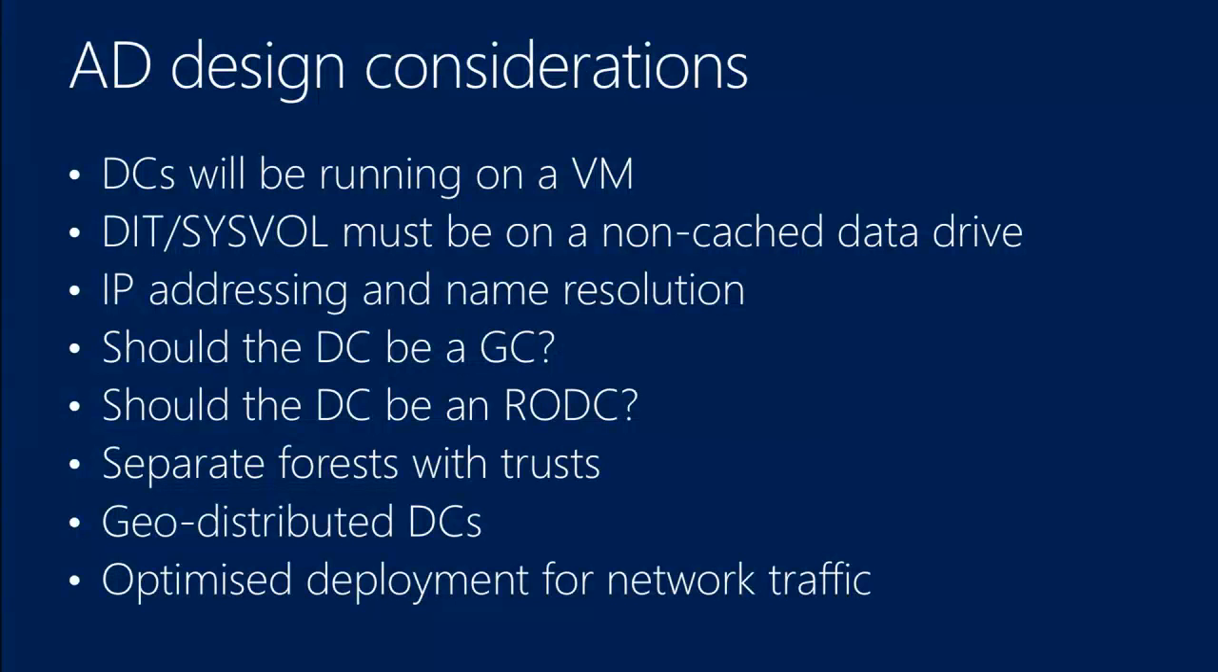We need to take into account IP addressing and name resolution, and I'll come back to both of those. I'm not going to mention any more of that right now. Should the DC be a GC? Should it be an RODC? Separate forest with trust, geo-distributed DCs, and optimizing for network traffic. So all of those things you have to take into account.